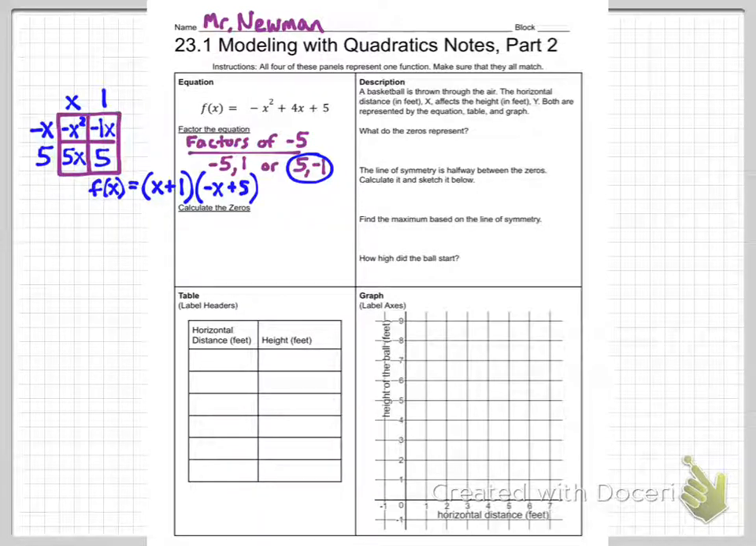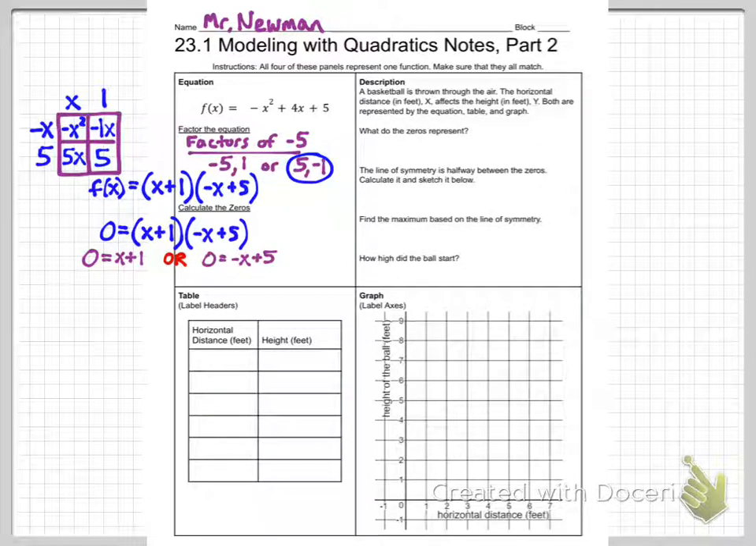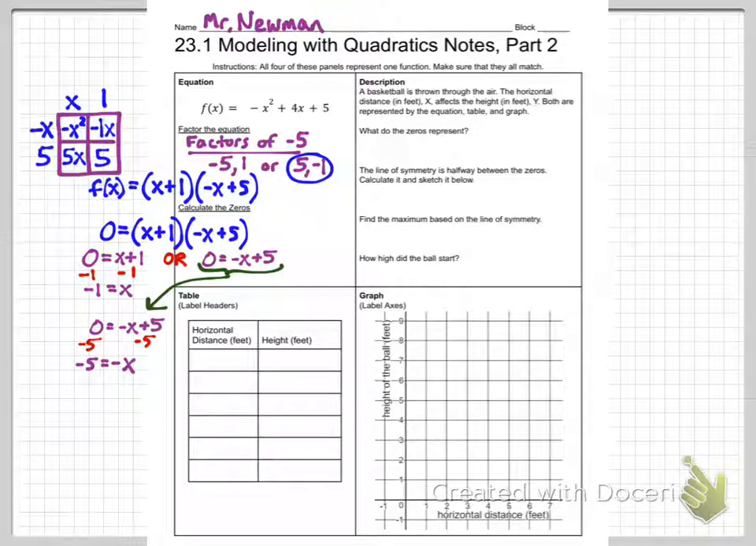To calculate the zeros, that is when the y value, or f of x, is equal to 0. So we write our factors out and we say equals 0. Then we know we can set each factor equal to 0. So 0 equals x plus 1, or 0 equals -x plus 5. Now over here we get x is -1. I ran out of room, so hopefully you can write a little smaller on all of this than I can. And we solve for x. X is not by itself. We need to divide by -1. And 5 equals x. So the two zeros are x equals -1 and x equals 5.